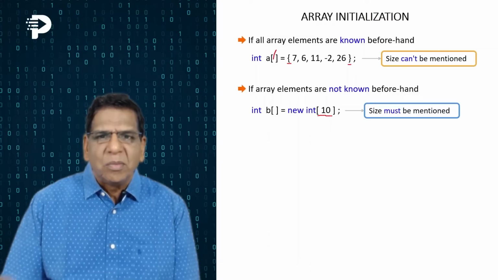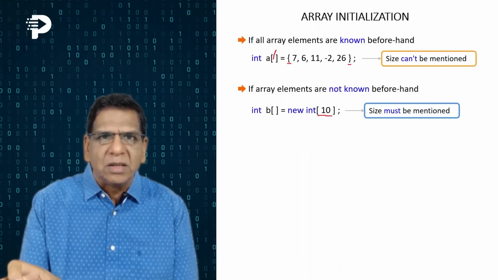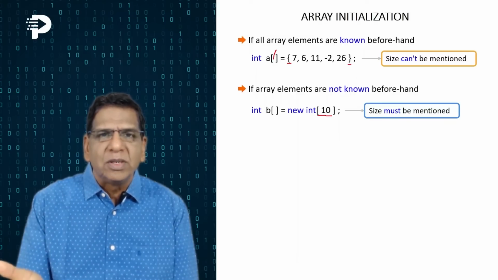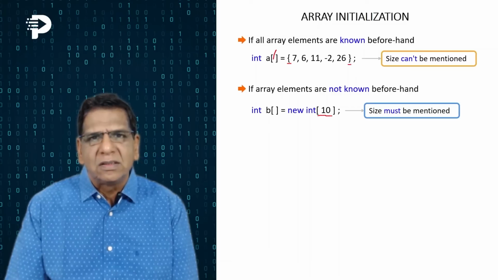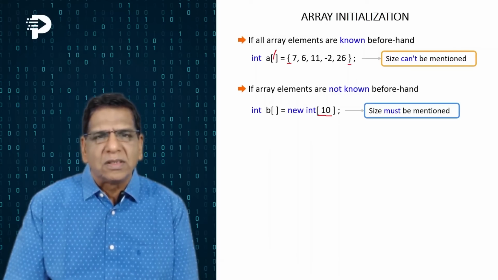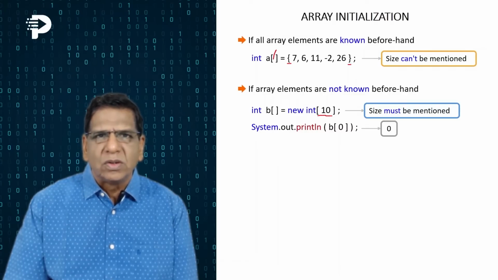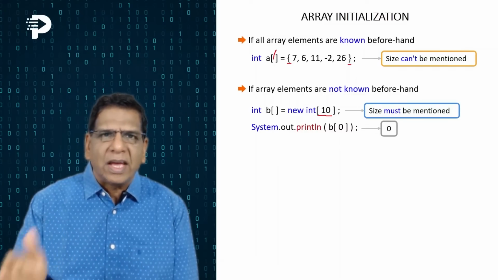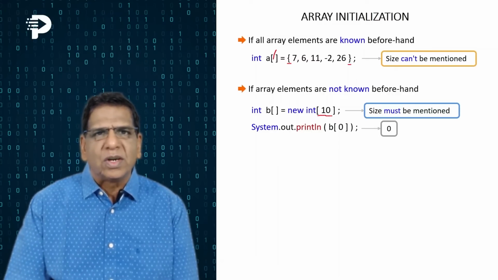Why not? Because the moment I say new int[], it will allocate the object in heap. How big an object in heap needs to be created, that will be known only if you mention the size. So quite logical that in such a case we would be required to mention the size of the array. If I print out b[0] in such a case, I would get value as 0. Means by default array elements would be initialized to a value 0. That is what I am trying to draw your attention to.